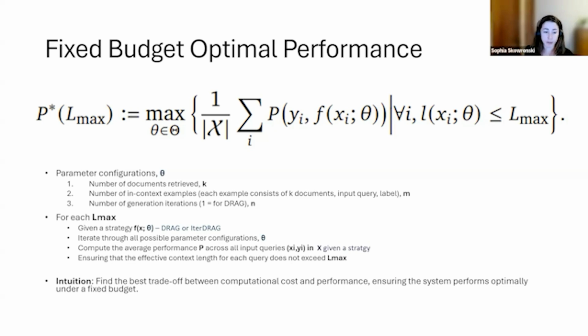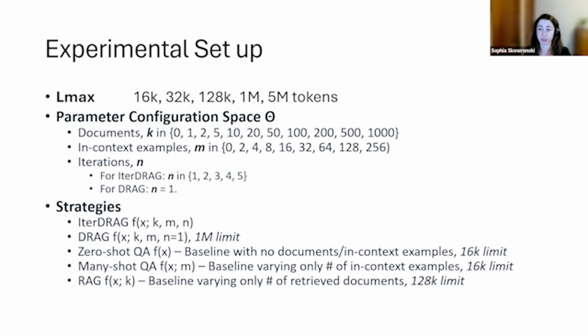Then in order to test different configurations of theta, they select the best one that gives the best average performance across the entire data set while keeping the context length under this LMAX. So they're basically abstracting how to allocate limited resources to get the best predictions from our model. Either that's retrieving fewer but better examples, or fewer but better documents, or adjusting how much context we feed into the prompt. Feel free to cut me off and ask a question.